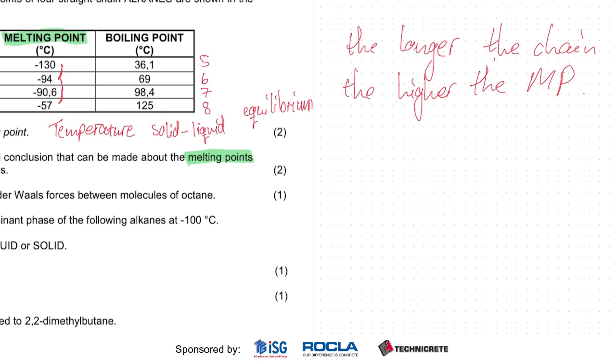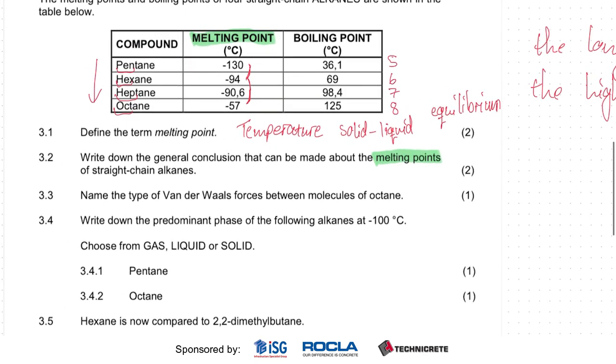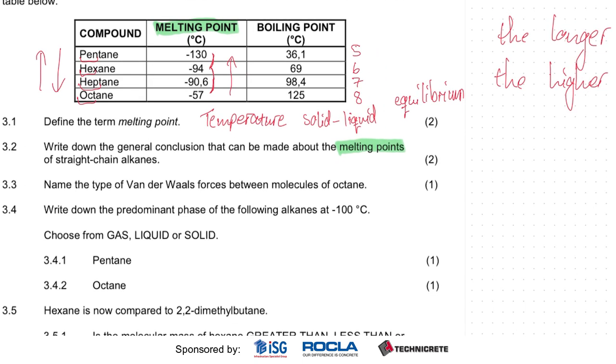So a couple different ways to say it. You could also say the reverse. So you could say as the chain length decreases, the melting points decrease. So you could have chosen to look at it this way. It's the same thing. You're saying the same thing, just in the other direction. And that's acceptable as well.